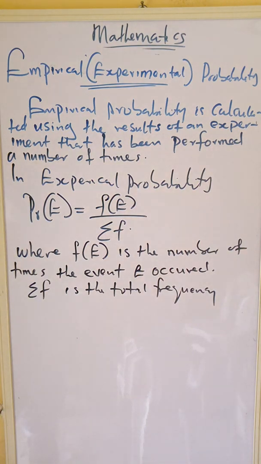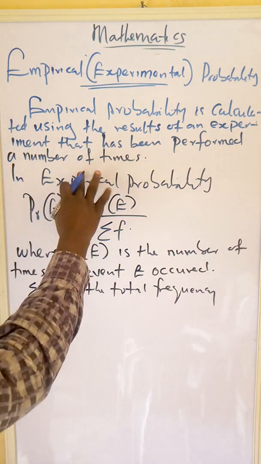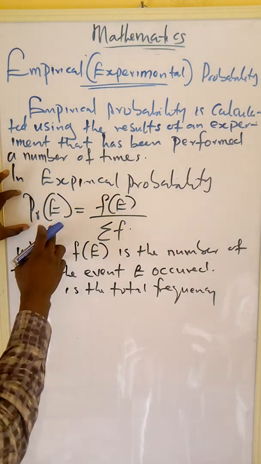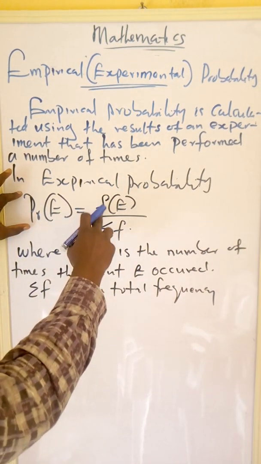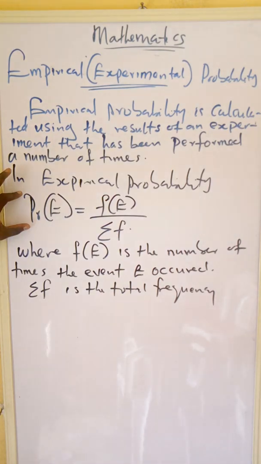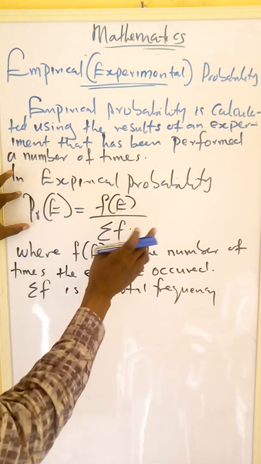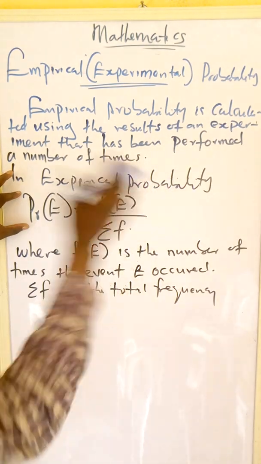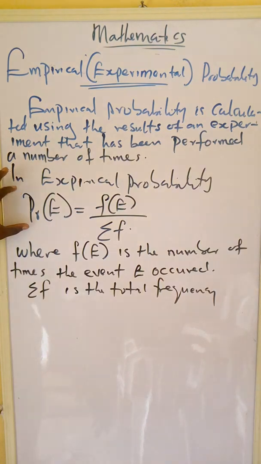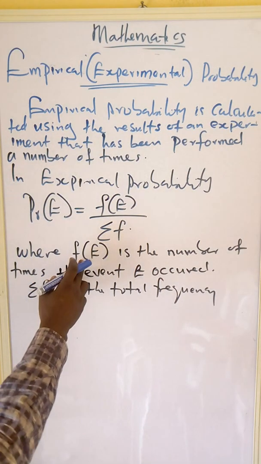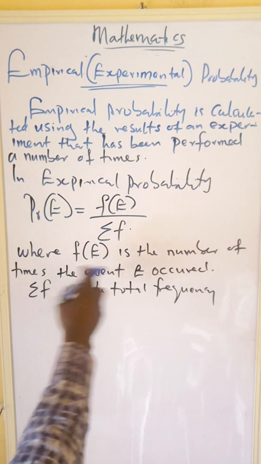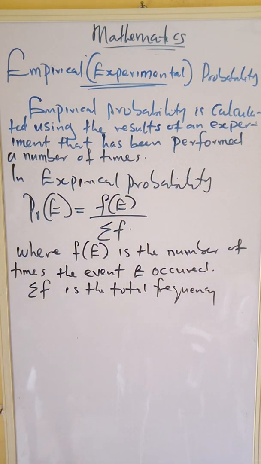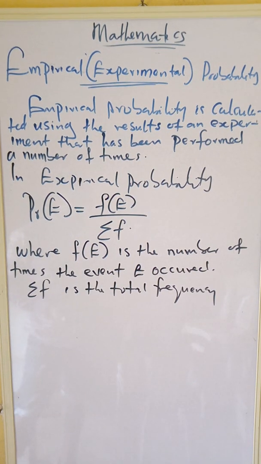In empirical probability, to calculate the probability of an event, it equals the frequency of that event over the total frequency. That is how many times the event occurred, and the total number of the whole events. So F(E) is the number of times the event occurs, while summation F is the total frequency.